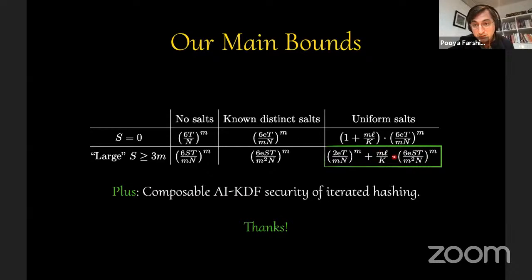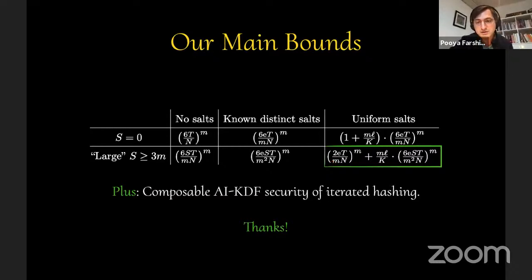But the second one also has a term of the form ML over K, where K is the size of the salt space, and ML is basically the number of instances that you have, number of password-salt instances. This basically says that if K is large enough, then this term is going to be small, and this is basically going to remove the term involving S, and we are left with this. And this term has an M in the denominator, meaning that if you set it to be about one, then you will see that T is equal to MN, which means that the adversarial effort is actually scaling with M.